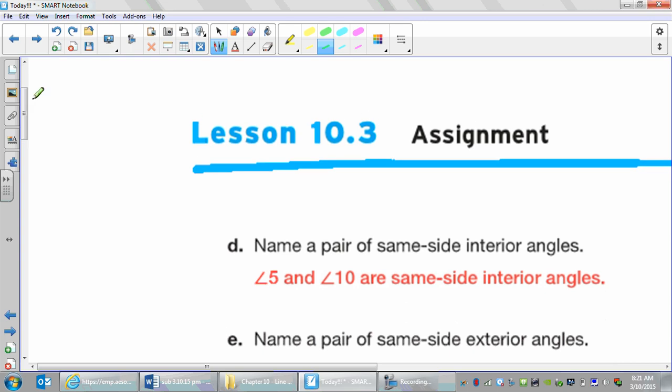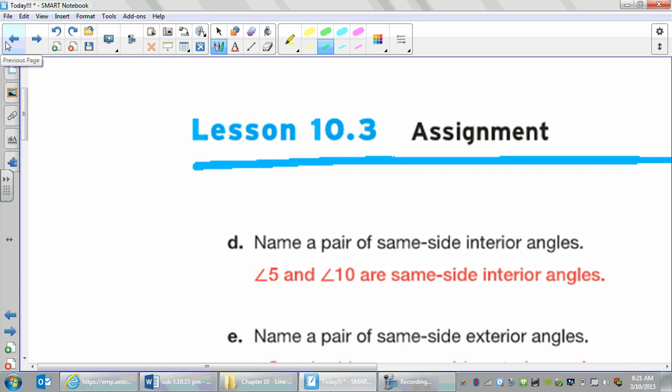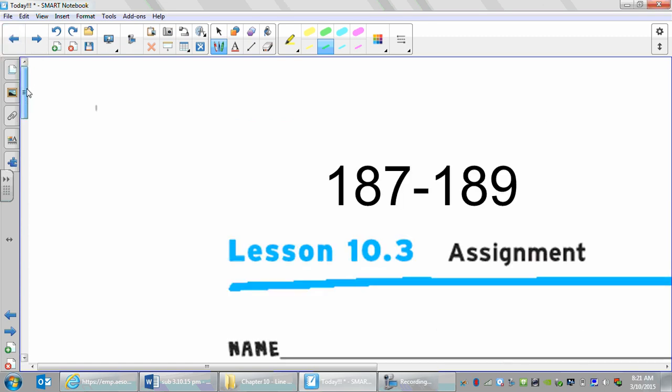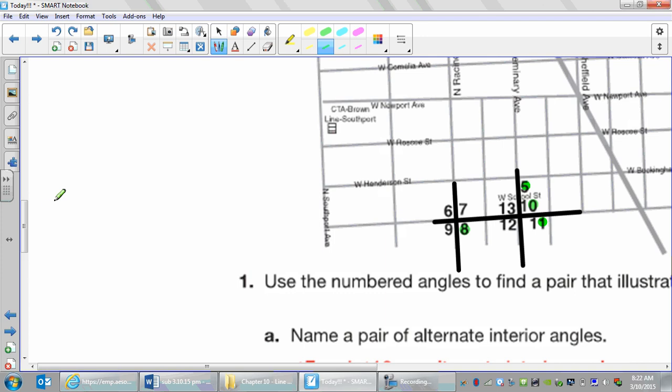Same side exterior. Okay, so this one I think is probably the hardest one for most people. But if I am on this same side, so here's my line that splits up the parallels. If I am on the bottom portion of it, the 9 would go with the 11. So what would the 10 go with? The 6. Alternate exterior, or no, sorry, same side.